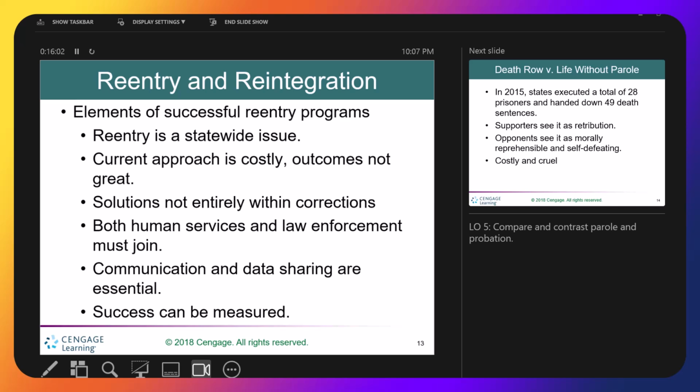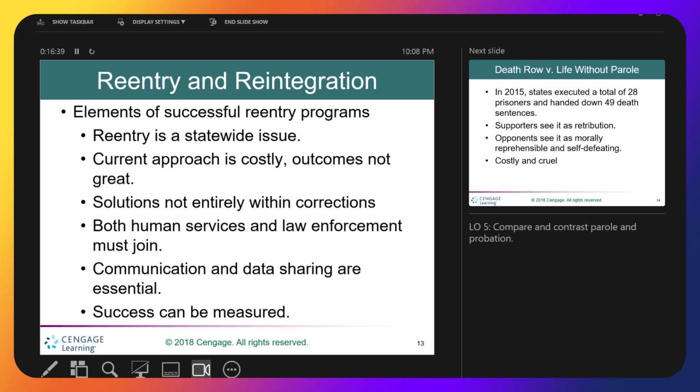So reentry and reintegration. This is about folks coming in and out of the system and going back into their communities. Elements of successful reentry programs. Reentry is a statewide issue. When you're looking at the state, this is the people coming and going all across the state. The current approach is costly and outcomes are not great. When they implement these programs, they're not cheap either. They're not free. However, they are still cheaper than keeping somebody locked up all the time.